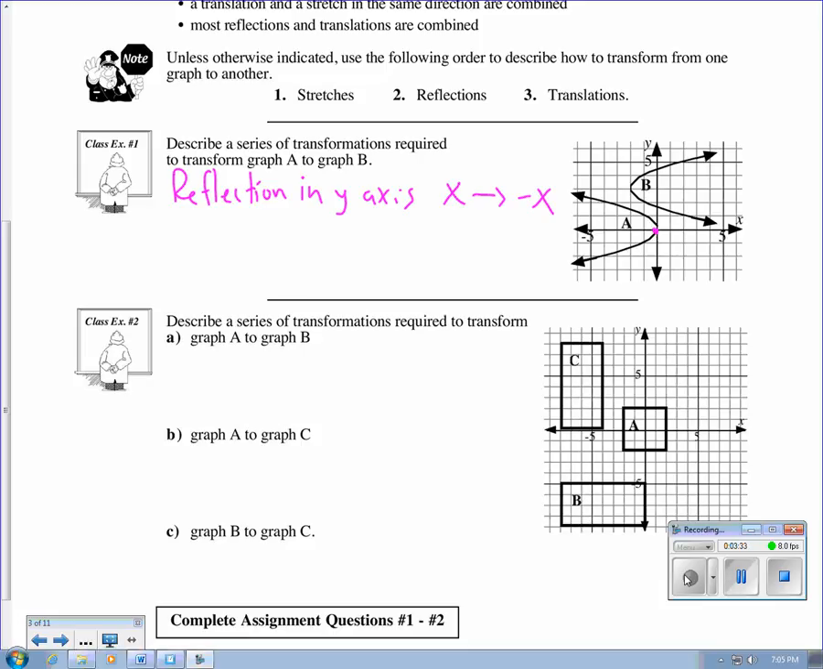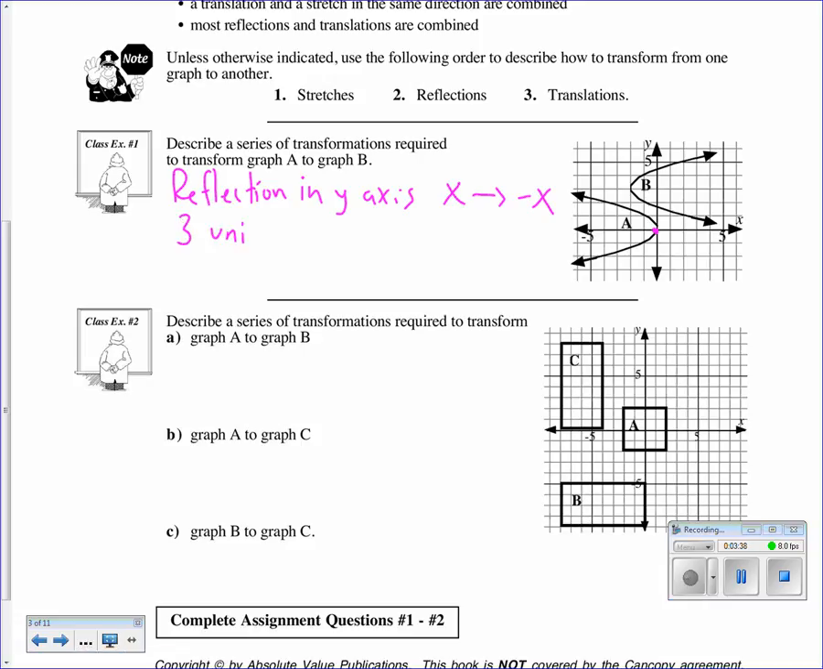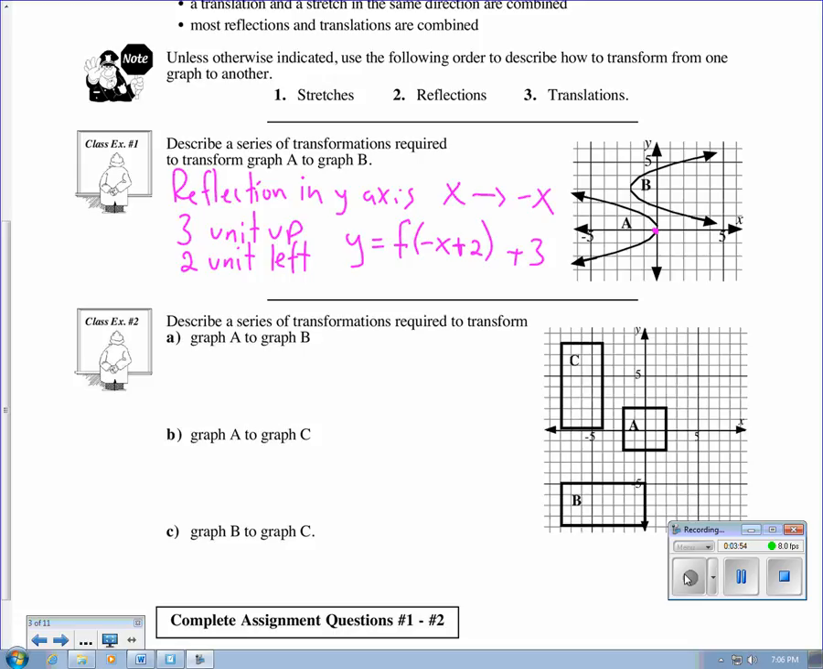The vertex of the graph has moved 3 units up. So that's 3 units up and 2 units to the left. So 3 units up is a manipulation in y, and 2 units to the left is a manipulation in x. So this is one way of recording it. 3 units up, read directly off of the right-hand side of the equation. X has been replaced with minus x, and 2 units to the left gets an opposite sign, so plus 2.